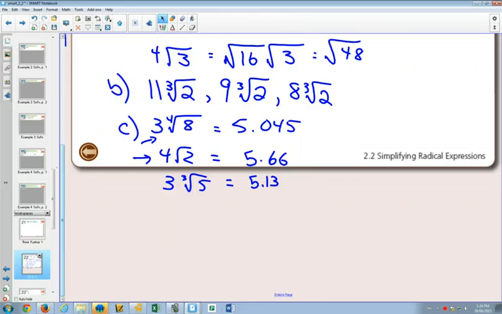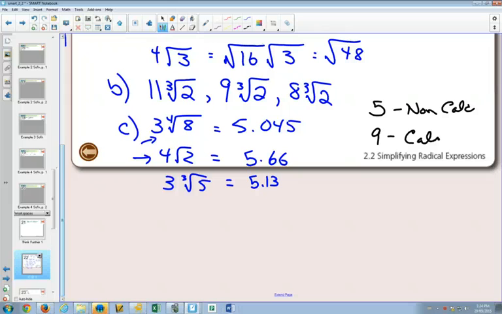So when you're doing your questions for practice, number 5, do without your calculator, and number 9, you can use your calculator.